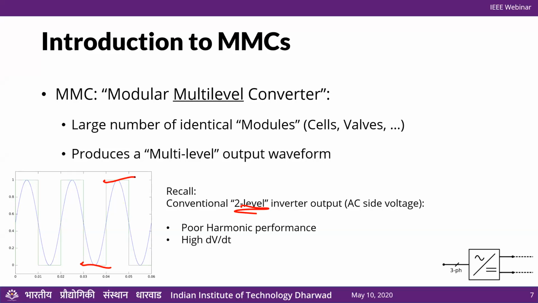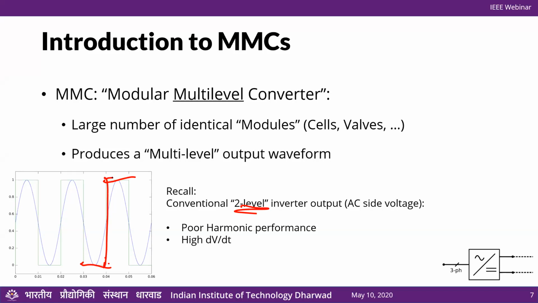The problem is that it has poor harmonic performance, as in we want to generate a sine wave, as you can see in blue here, but the inverter can only produce square waves or rectangular waves, as shown in green. So the problem is this harmonic performance is poor, dV/dt is high, and dV/dt means voltage transient. So the voltage goes from 0 or off to full value very quickly. And that is very, very detrimental for a lot of reasons.